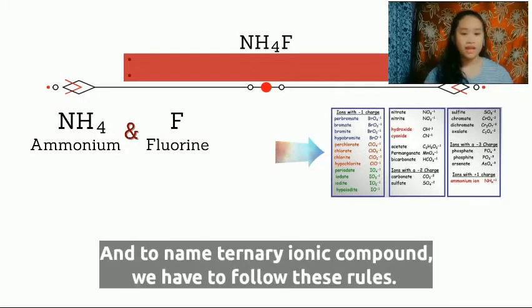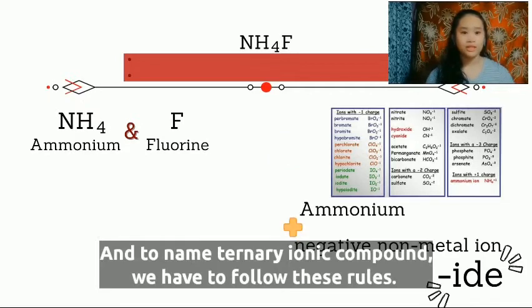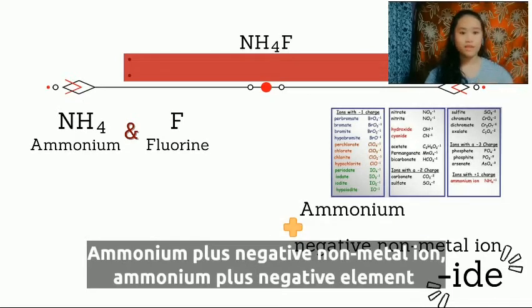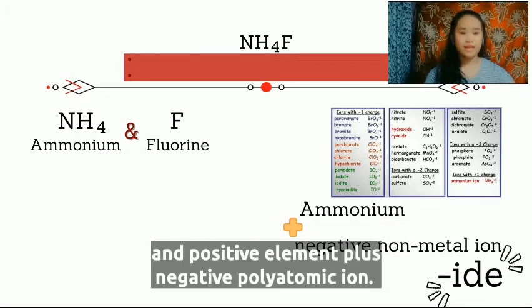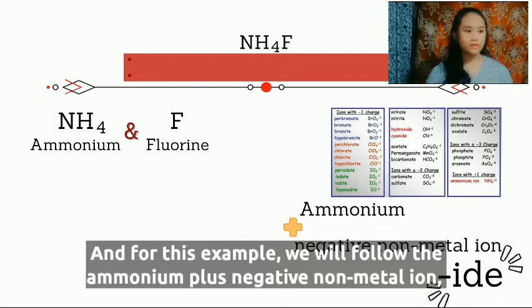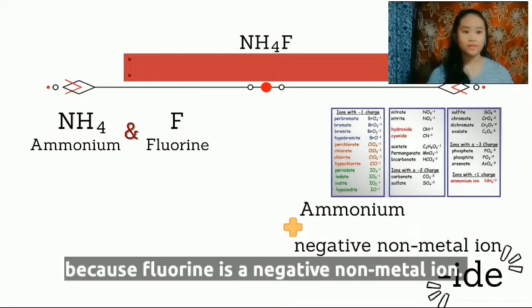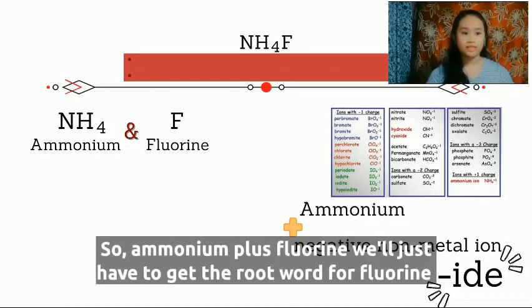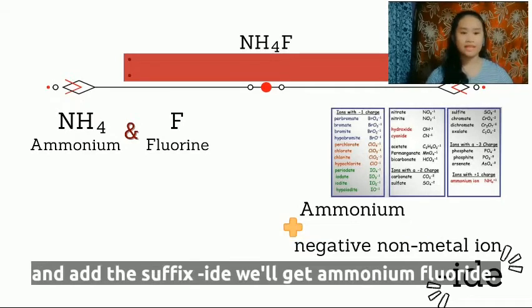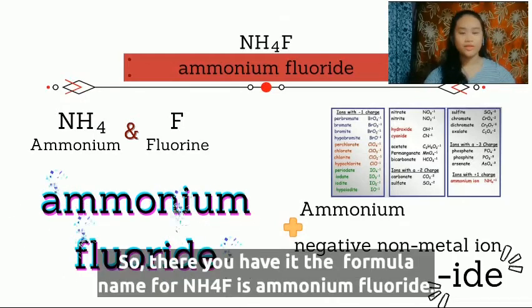And to name a ternary ionic compound, we have to follow these rules: ammonium plus negative non-metal ion, ammonium plus negative element, and positive element plus negative polyatomic ion. For this example, we will follow ammonium plus negative non-metal ion because fluorine is a negative non-metal ion. So for ammonium plus fluorine, we just get the root word for fluorine and add the suffix IDE. We'll get ammonium fluoride. So there you have it. The formula name for NH4F is ammonium fluoride.